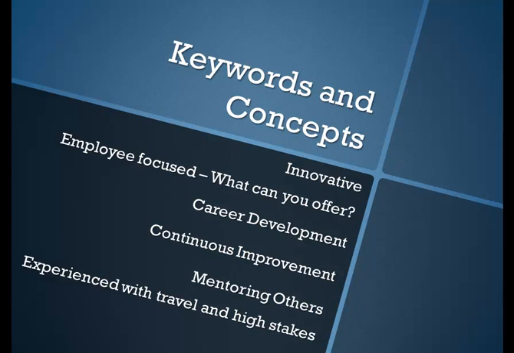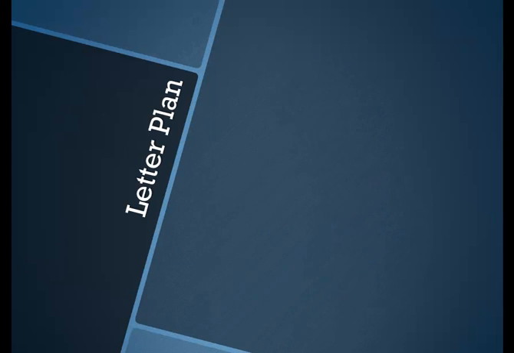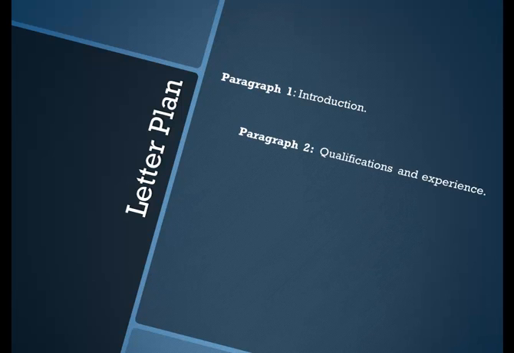So how do you write your cover letter? The letter plan. Paragraph 1, your introduction. Introduce yourself. Talk about what the position title is and why you're a good candidate for the job. Paragraph 2, talk about your qualifications and your experience. That's points number 1 and 2 in the selection criteria. Using the situation, task, action, response format, that's how you write your cover letter. Paragraphs for each of these criteria.